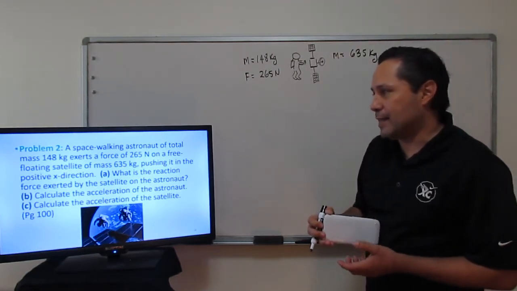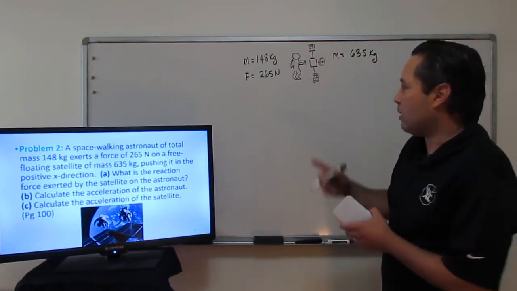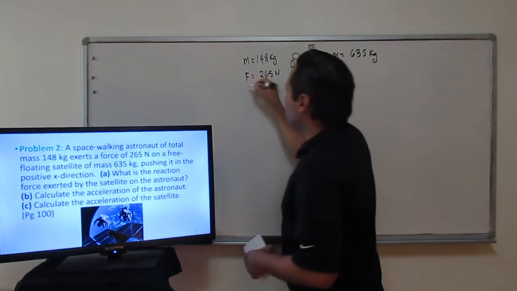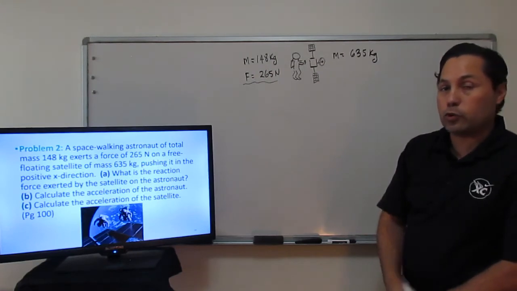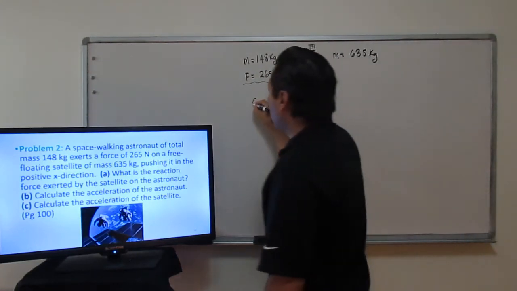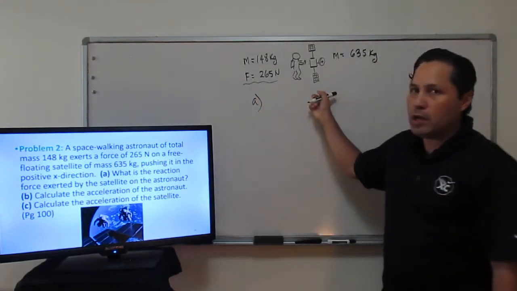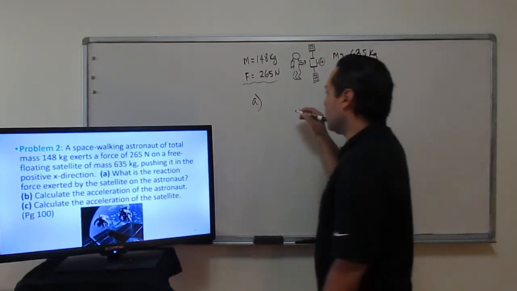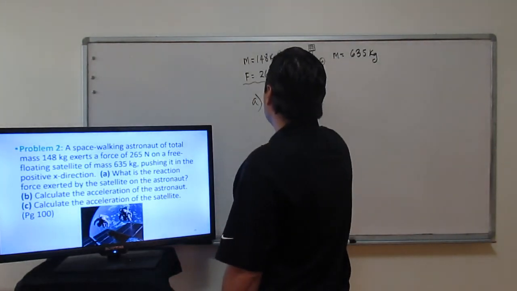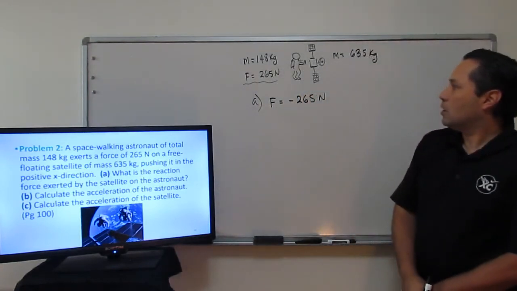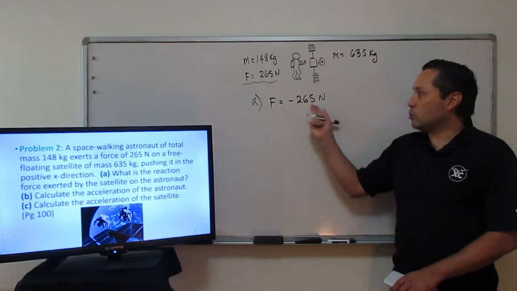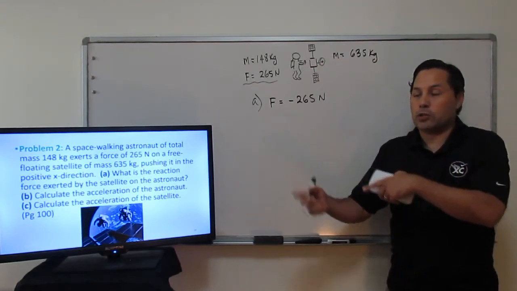Letter A, what is the reaction force exerted by the satellite on the astronaut? Alright, so if this astronaut is applying 265 newtons of force in the positive direction, what force is there for the satellite putting on the man, on the astronaut? The answer would be negative 265 newtons. So it's the same in magnitude, 265, but opposite in direction.